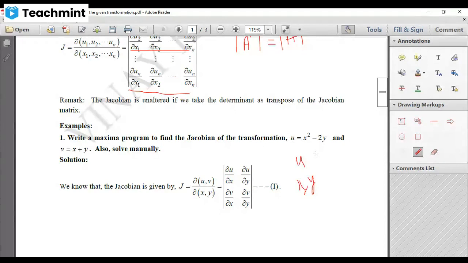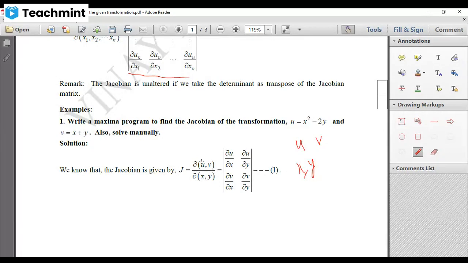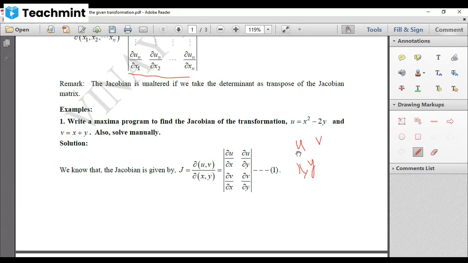So how to write the Jacobian? That is the determinant of dou of u comma v divided by dou of x comma y, which is equal to: differentiate u with respect to x, that is dou u by dou x and dou u by dou y. That gives you the first row. Similarly, differentiate v with respect to x, that is dou v by dou x and dou v by dou y. That gives you the second row.